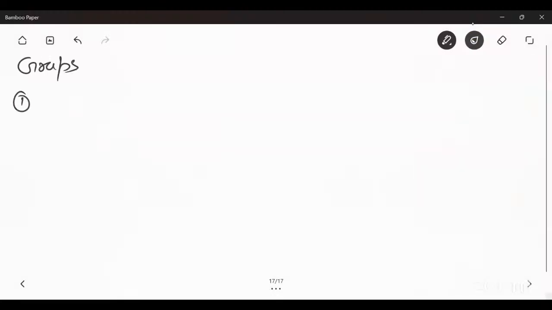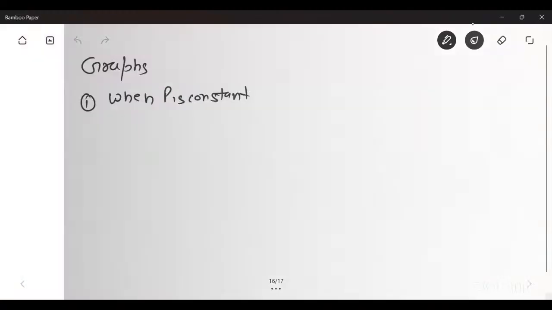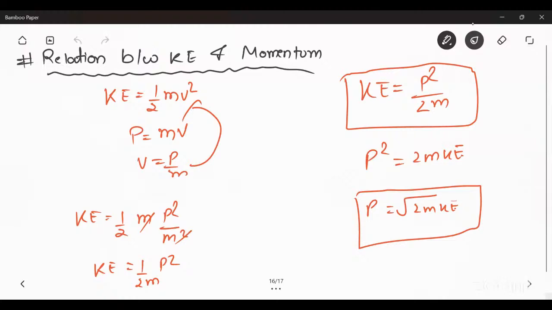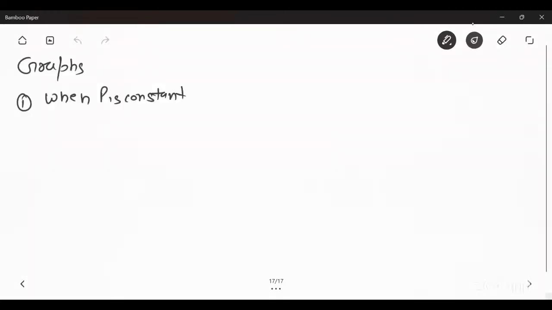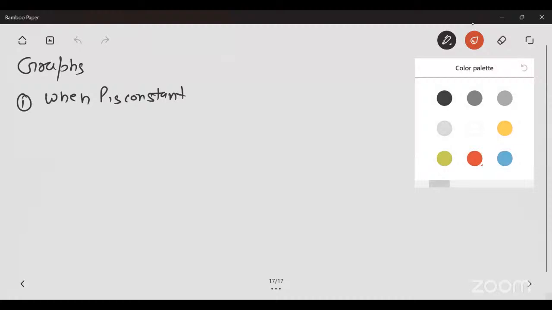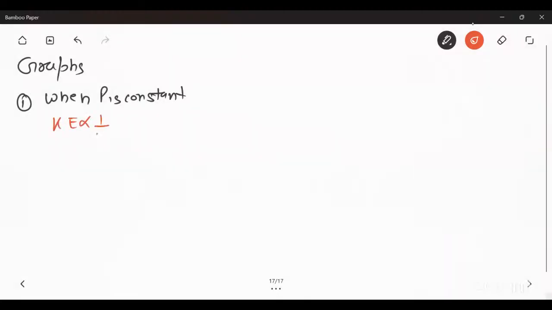Now the graphs. The first graph is when p is constant. So what will happen if p becomes constant? KE is inversely proportional to 2m, or you can directly say that KE is inversely proportional to m. So the graph between KE and m is an inverse graph.